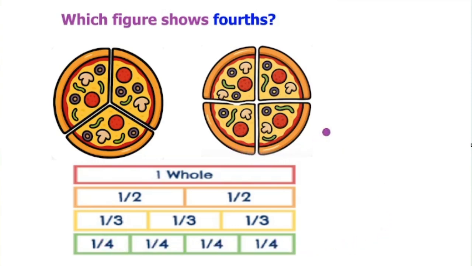So this pizza looks to me like it has been cut up into 4 exact equal parts. We can count it. 1, 2, 3, 4. This is fourths. This is thirds, which is not what the question is asking. So we can cross that one out. And we know that this is the right answer for fourths.